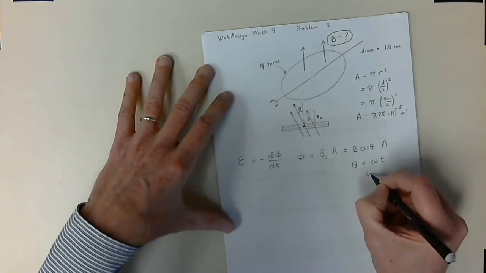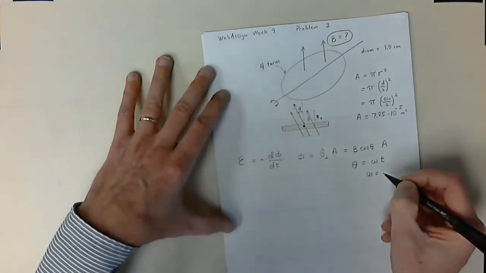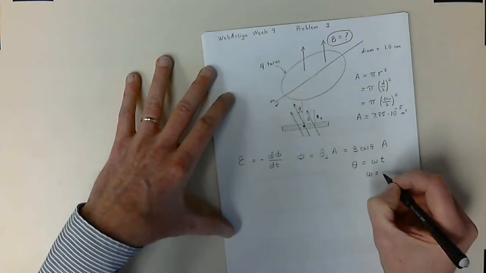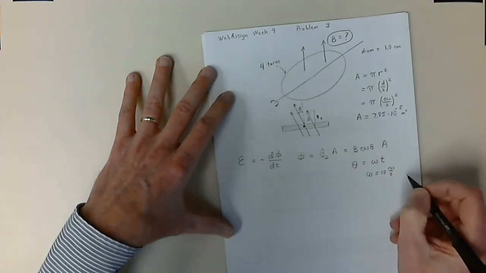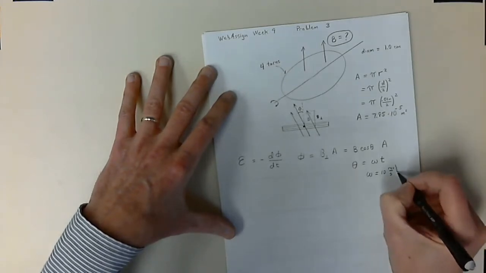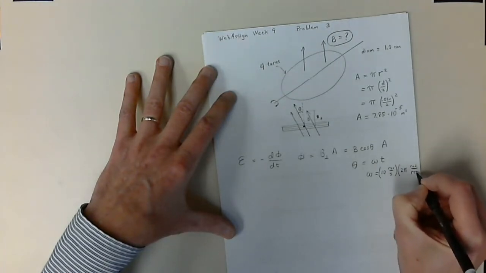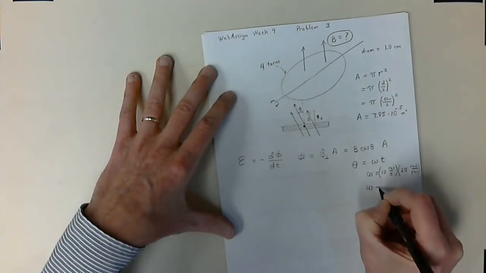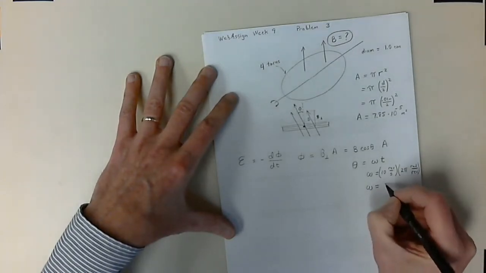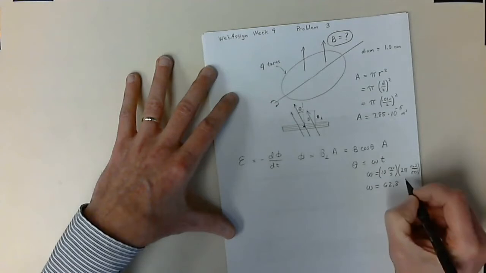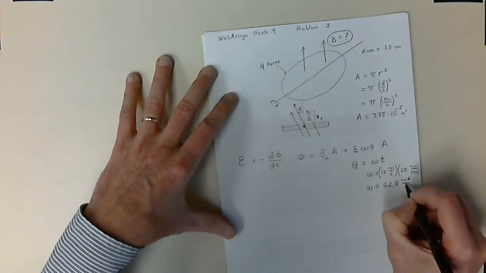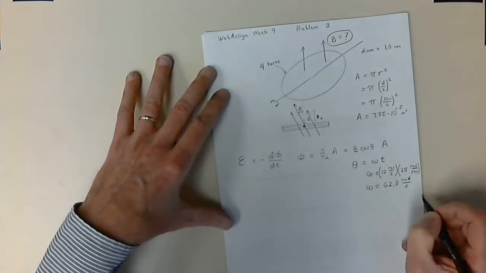And omega is given to us in the problem, at least my numbers were that it was 10 revolutions per second. But to make all of this work, we have to put it in radians. And so that's 10 revolutions per second, and then times 2 pi radians per revolution. So omega is now going to be 62.8 radians per second. That would be the angular speed omega.